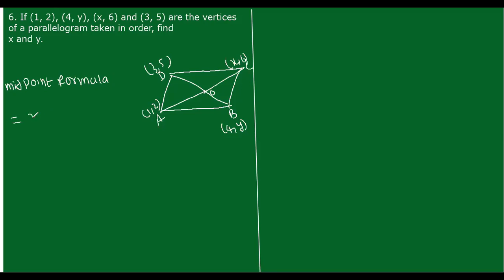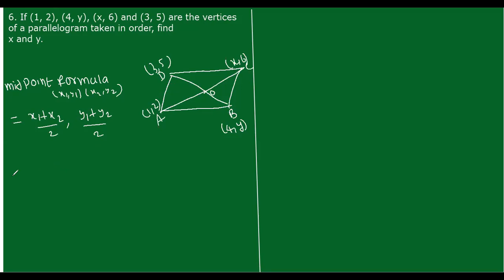It is simple: x1 plus x2 by 2 and y1 plus y2 by 2, if the points are (x1, y1) and (x2, y2). So this is the formula, students. Now the midpoint for diagonals AC and BD is a common point, so it is equal. So now we have to equate the midpoint of AC and BD. First let's take AC.